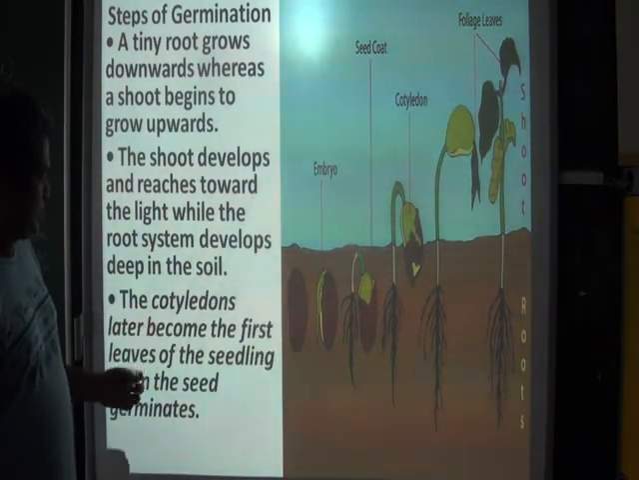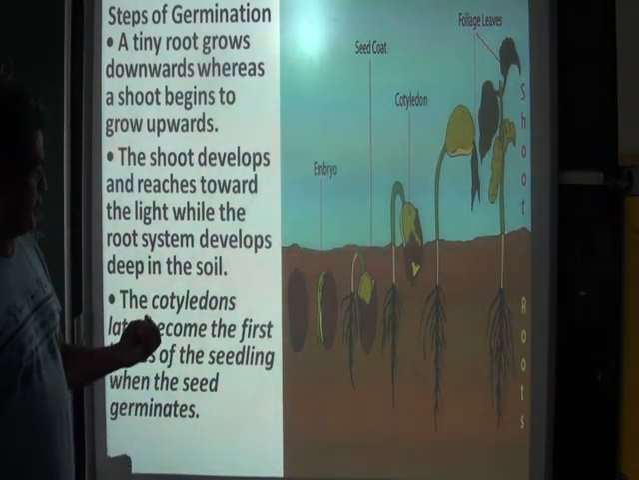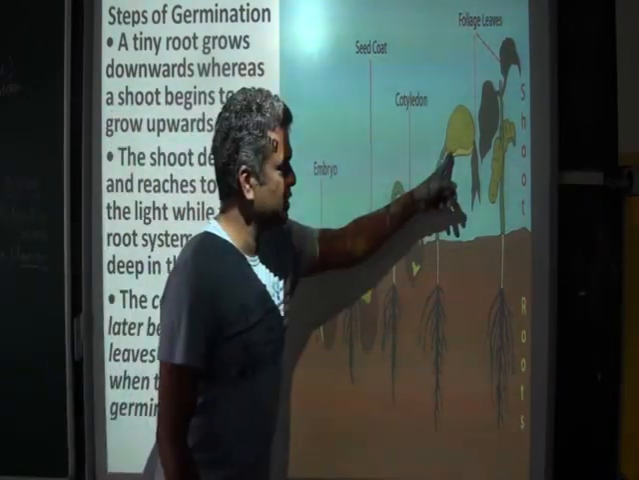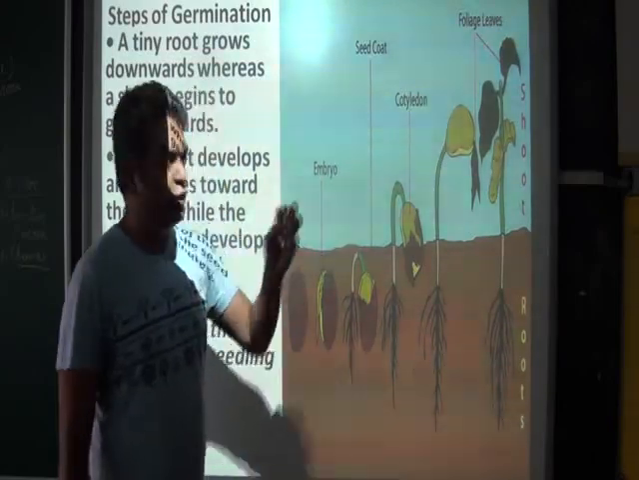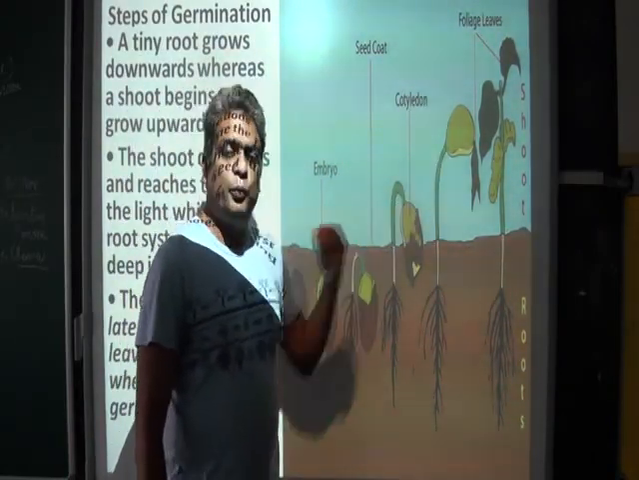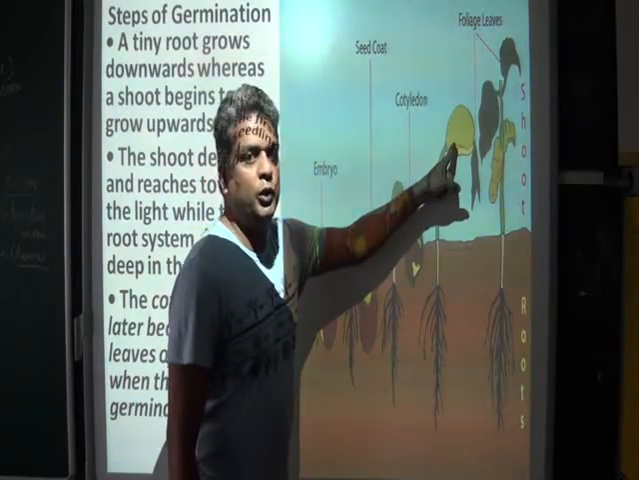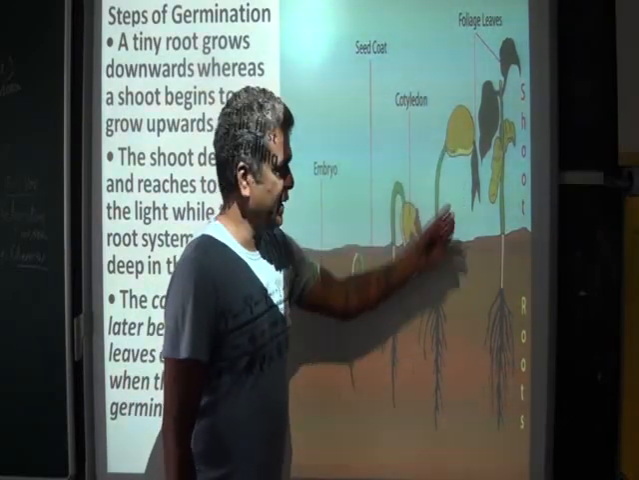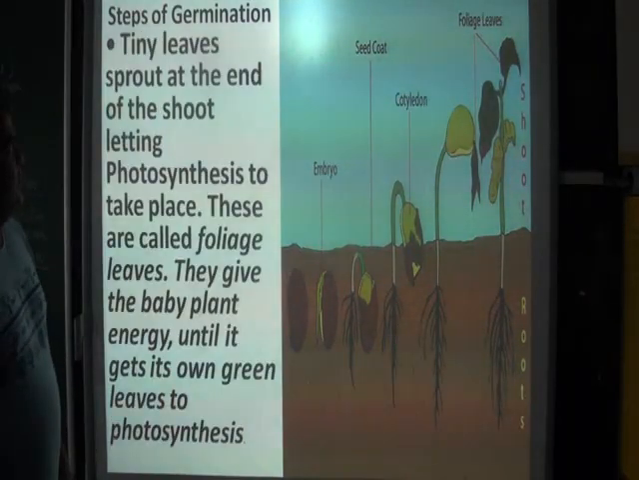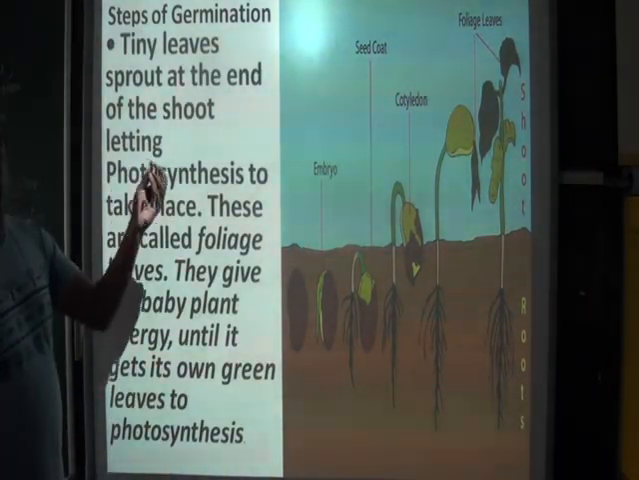And then the cotyledons later become the first leaves of the seedling when the seed germinates. So this is the cotyledon. They become the first leaves because food is stored there. For the plant to grow, it needs food. So where is it getting the food from? From the cotyledons or seed leaves. And then in the end you will find foliage or tiny leaves coming out.